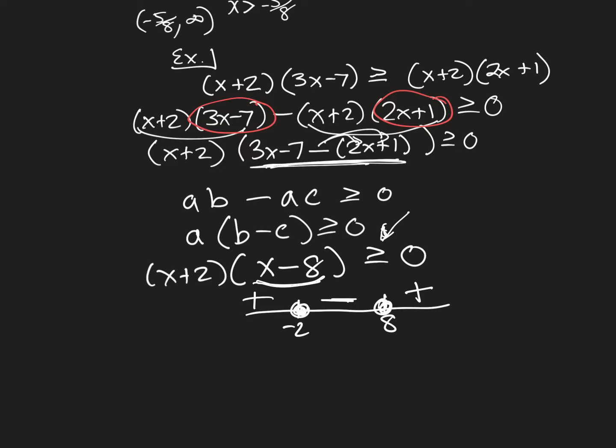All right, so I've got my sign analysis, and now let's answer the question. I want greater than or equal to 0. So I'm going to say my solution will be negative infinity to negative 2 inclusive, union 8 to infinity.